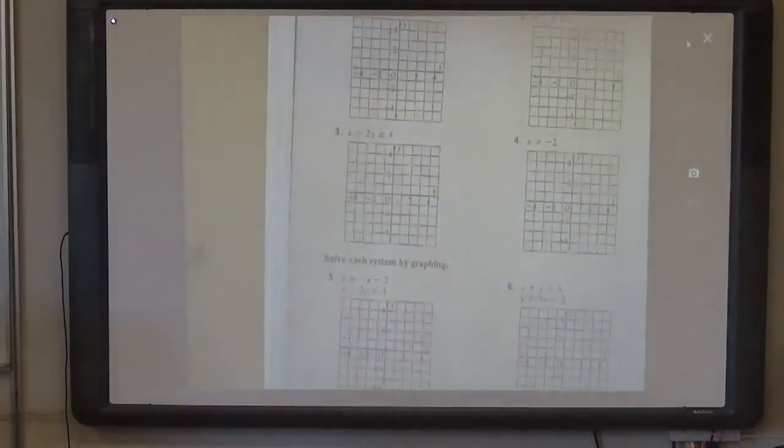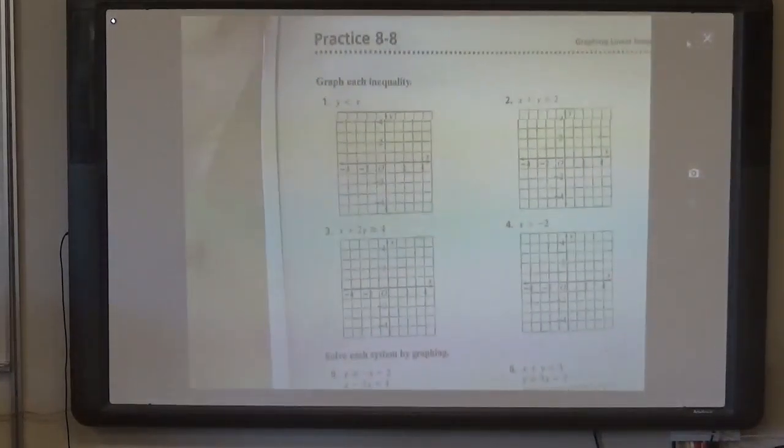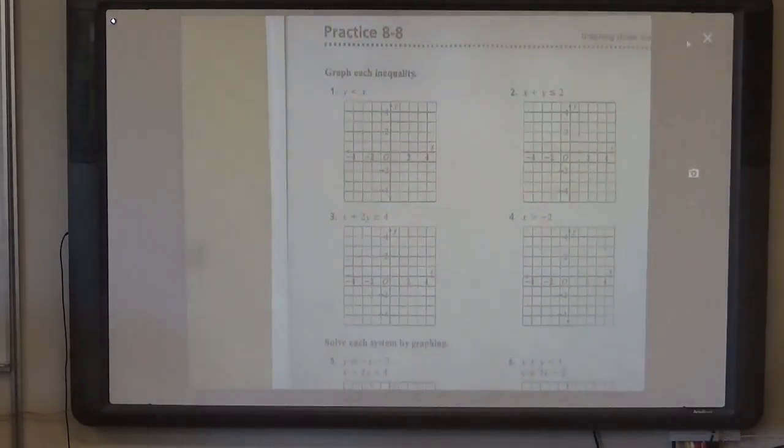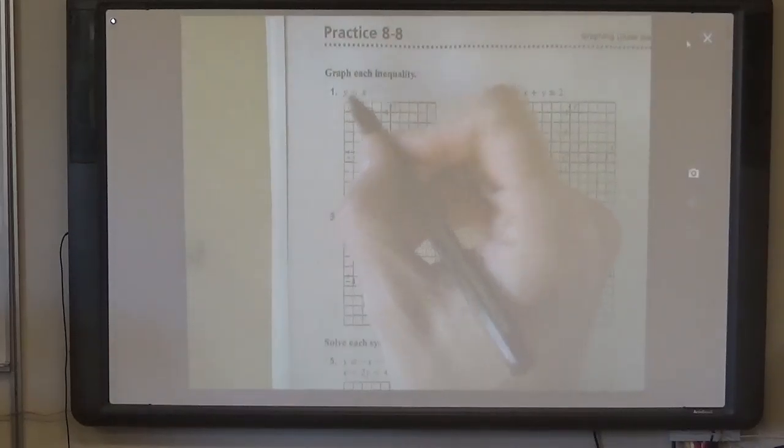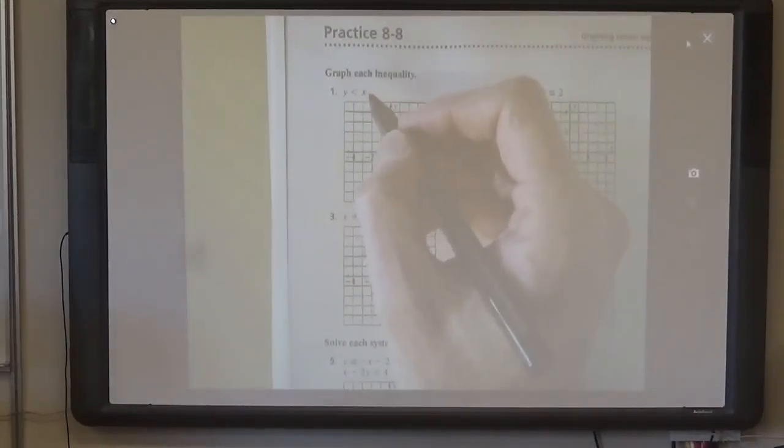Now we're going to use those concepts and we're going to graph the inequality. We're going to use the solid line or dashed line. And then we're going to select a point that's on one side of the line and put that in to see if it works. Alright? So if you want to follow along in your notes, it outlines this procedure for you. Lesson 8.8. So, start with the first one. X is less than y.